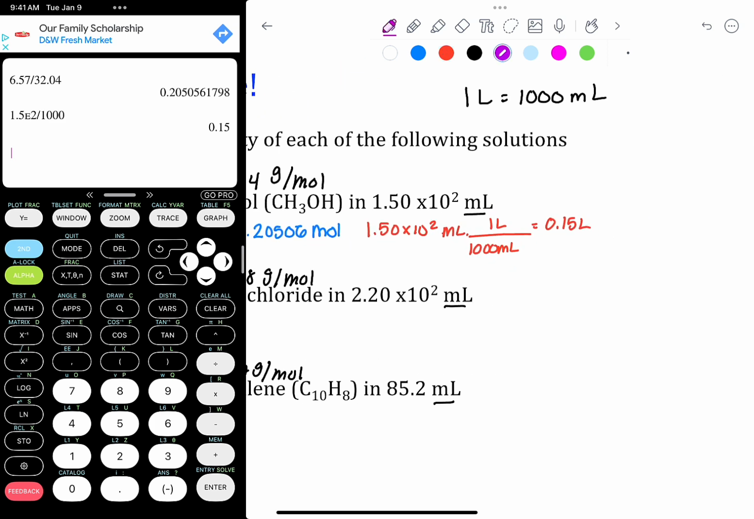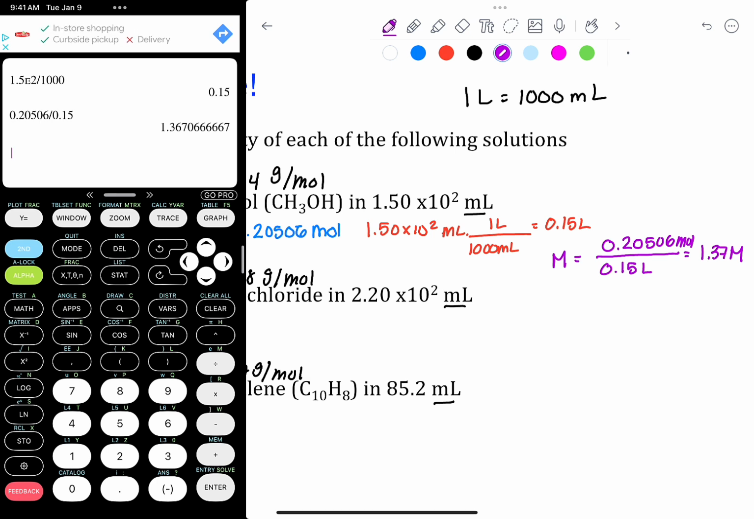Okay, and then to solve for molarity, we just take those two values, 0.20506 divided by our volume. We get our molarity out, 1.36. That's 3 sig figs, so that should be 7 with rounding. 1.37 molar for our first one.